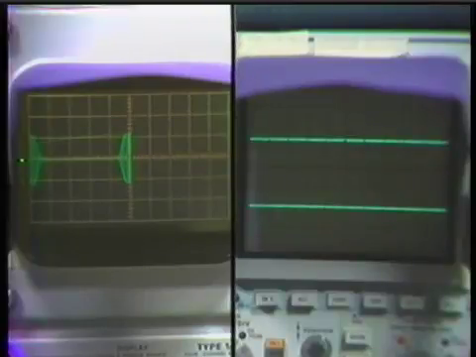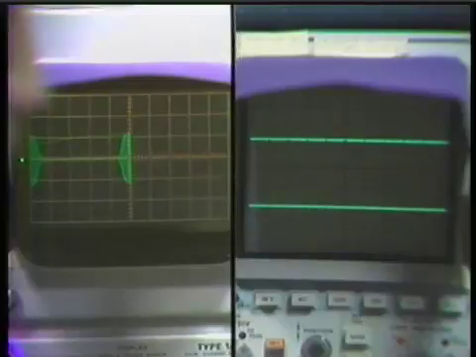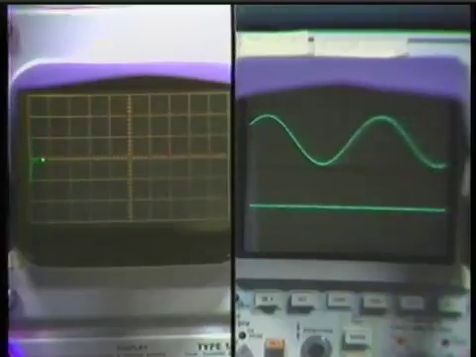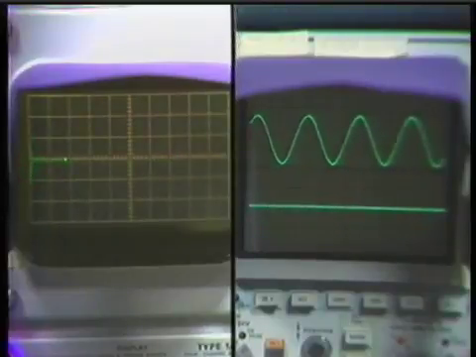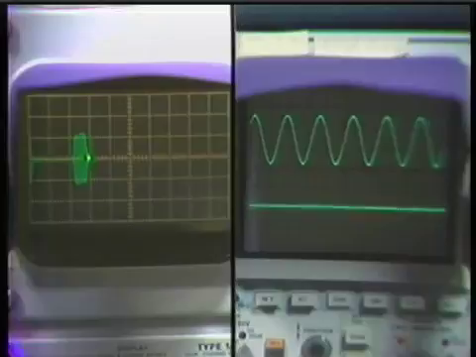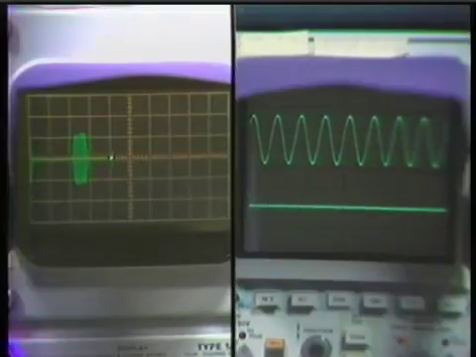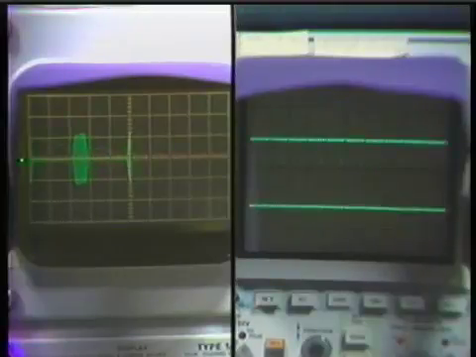And now let's cut down the sampling frequency even further to 5 kilohertz. Here we are at 2 pi. And then at 4 pi. All right, so that illustrates the effect of changing the sampling frequency.